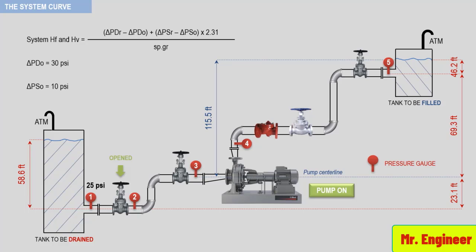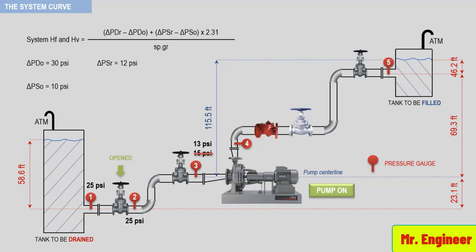Gauge 1 continues to read 25 psi. Gauge 2 should also read 25 psi. Gauge 3 should now be reading 15 psi because this gauge is 23.1 feet above gauges 1 and 2. However, in reality, gauge 3 is recording 13 psi with the system running. So the term delta PSR from the Backus and Custodio formula is equal to 12 psi.